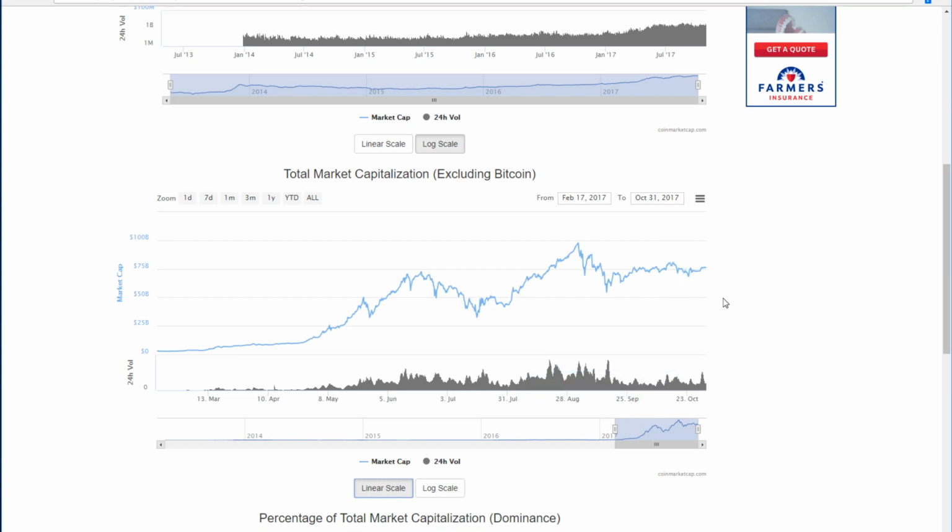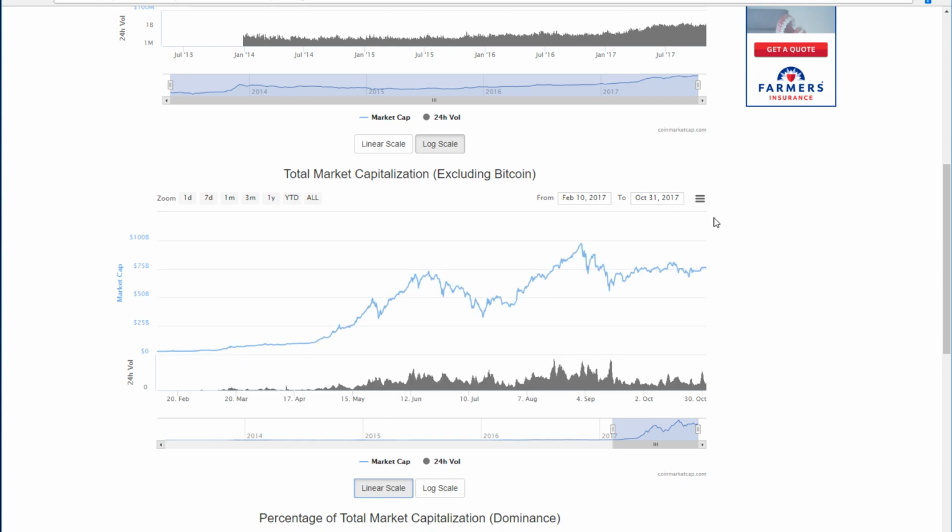So if we look at this chart right here, and this is, again, total market cap excluding Bitcoin. So this is just altcoins. It does not include Bitcoin. And then let me pull up this chart right here, and we're gonna look at something interesting that I've been tracking.